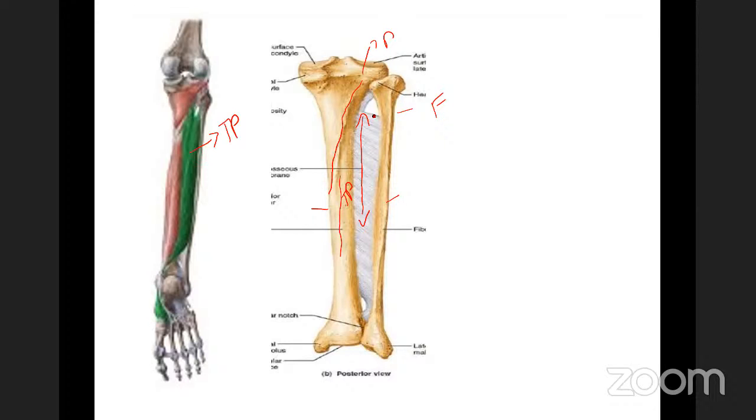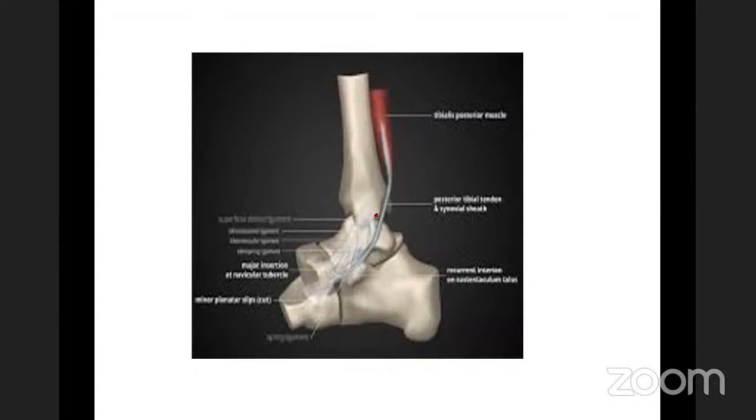Let us see its insertion. Now, the tibialis posterior comes and attaches to the tuberosity of the navicular bone. This is the calcaneum and this is the talus. A shelf-like projection here is called the sustentaculum tali. If you see here, the tibialis posterior tendon is passing medial to the sustentaculum tali and attaching to the tuberosity of the navicular bone.